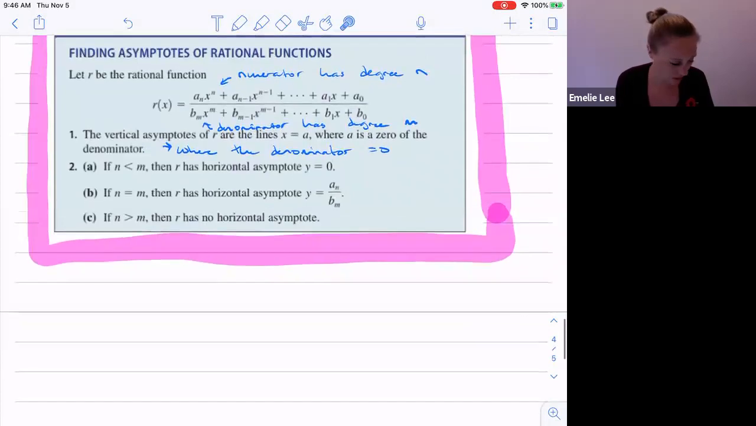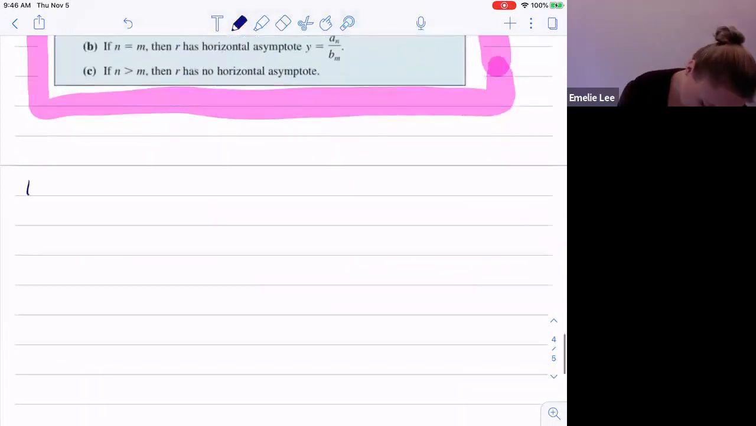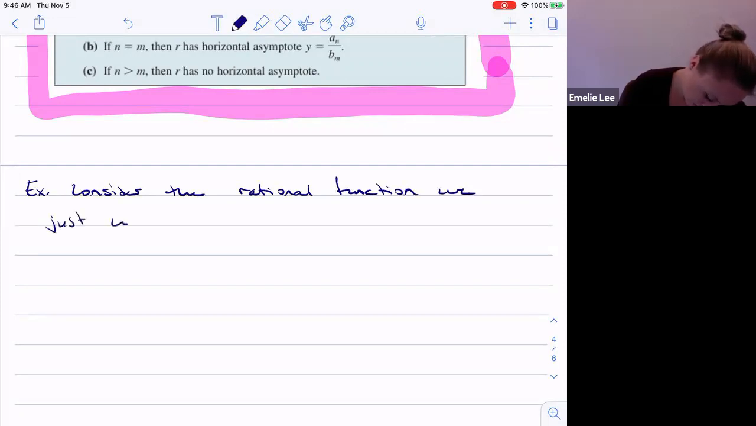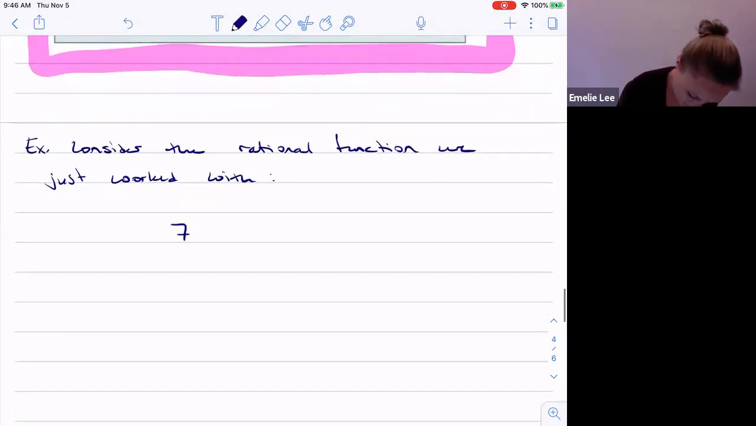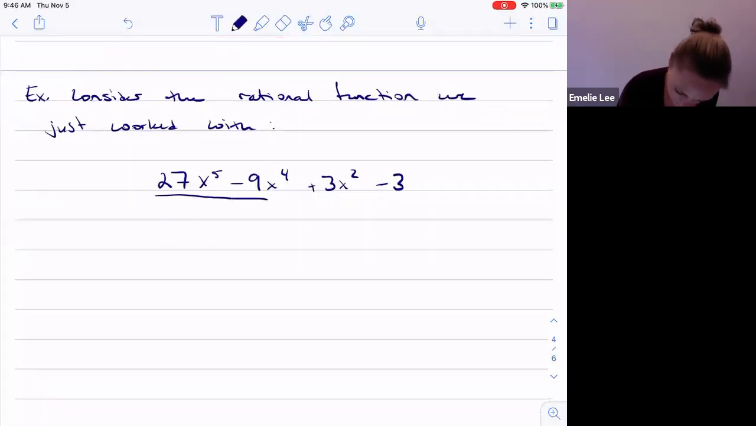So let's look at the one that we just did. Consider the rational function we just worked with. We had 27x to the 5th minus 9x to the 4 plus 3x squared minus 3, divided by 3x squared minus 3x plus 1.